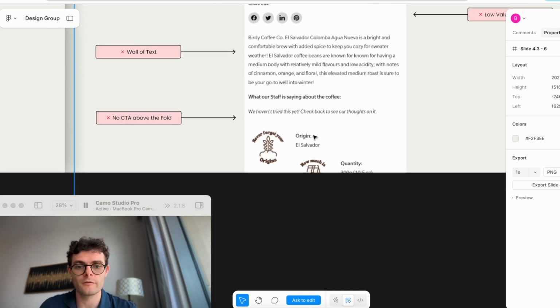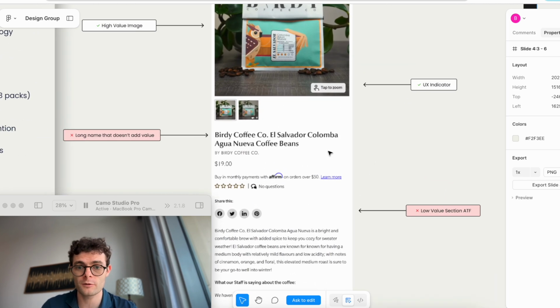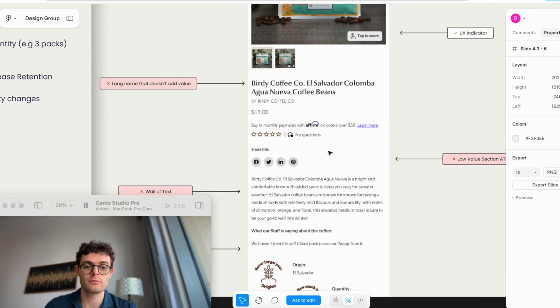And then no CTA above the fold. This is a big deal. Above the fold is basically the first 1 to 2 scrolls. If within 1 to 2 scrolls you don't see an add to cart button or a checkout button, you're probably losing conversions because people need to find it, right? It has to be right there. So these are just some indications.